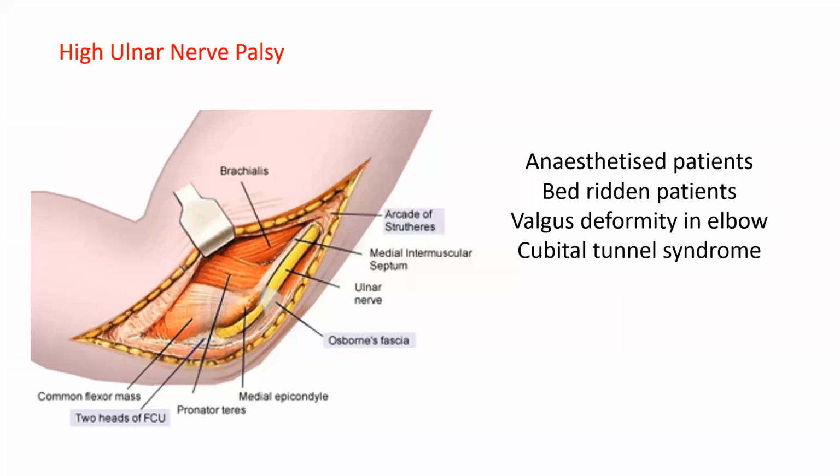If it is not supported properly, the edge of that operating table can compress at the medial epicondyle or the region posterior to the medial epicondyle, and this will compress the ulnar nerve, giving rise to high ulnar nerve palsy. It is also possible in bedridden patients and in certain conditions like a fracture non-union of the lateral condyle of humerus.